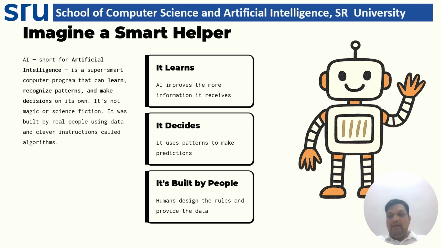Think of AI as a smart helper. It learns from data, just like you learn from experience. It recognizes patterns and it makes decisions. But remember, AI is not magic. It is built by humans using data and algorithms.